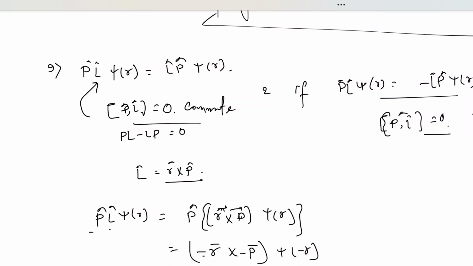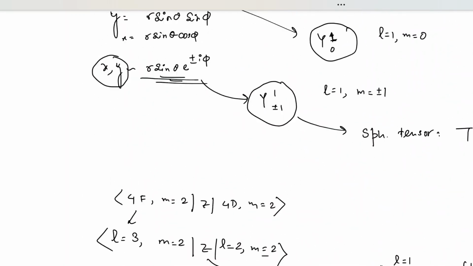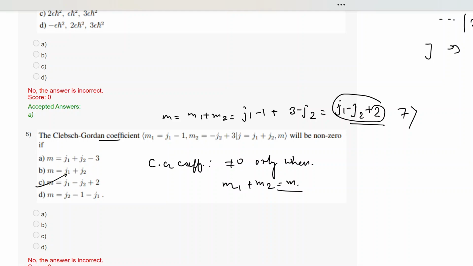Now what changes psi r to psi minus r is only P. So P directly acting on psi r gives this. So you are getting PL equal to LP, or you can say PL minus LP equal to 0. Not anti-commute. So the statement in the question, that they anti-commute, is false; rather, they commute with each other because PL equal to LP. So this is a false statement.